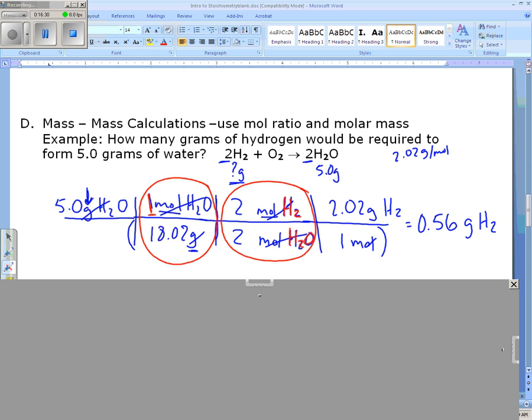All right, and this is the only time you use those coefficients. They do not come into the calculation of molar mass at all. This is the only time you use those coefficients. And then over here, again, we're using molar mass, so it's grams over 1 mole, always.